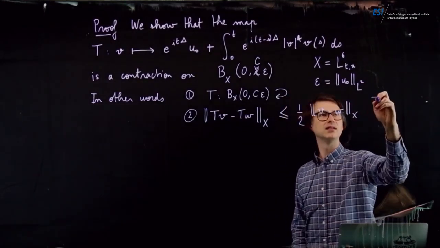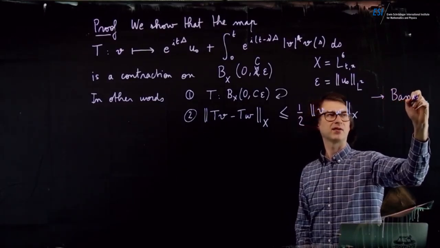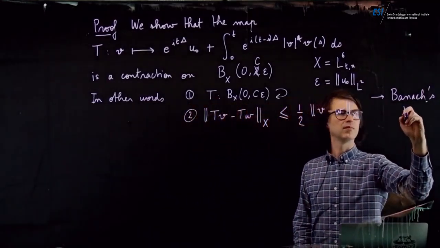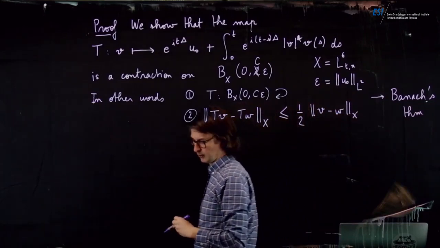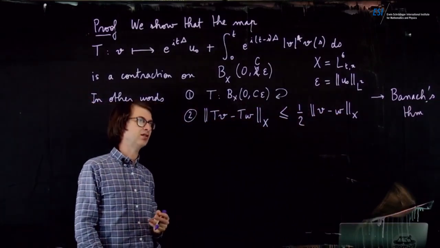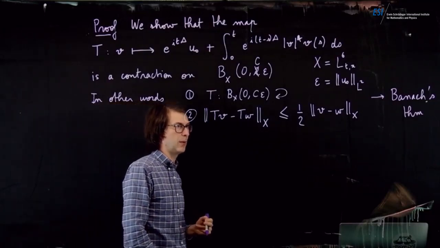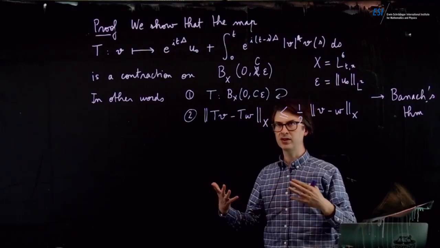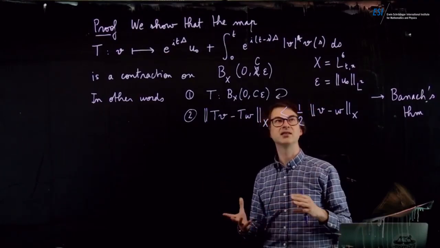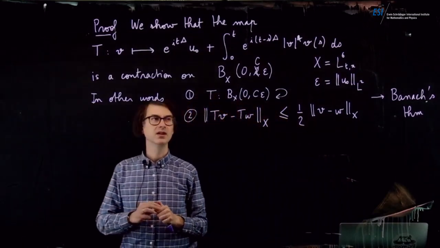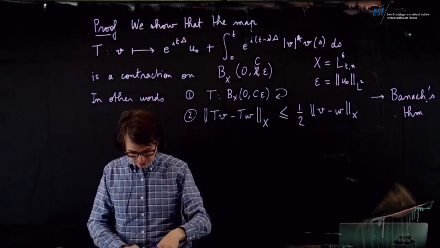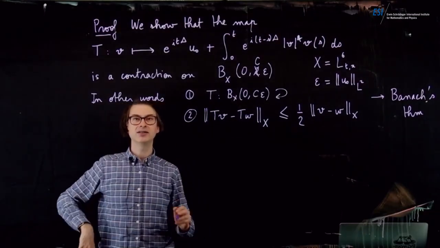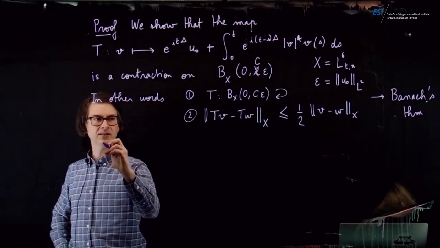Right? And then you can apply Banach's fixed point theorem, which gives you the existence and uniqueness of a fixed point. So Banach's theorem gives you the existence and uniqueness in this ball. Then if you work a bit harder, you're able to get existence and uniqueness in the whole space. Okay, well, this is going to be a consequence of the Strichartz estimates. Let's just write what TV minus TW is.